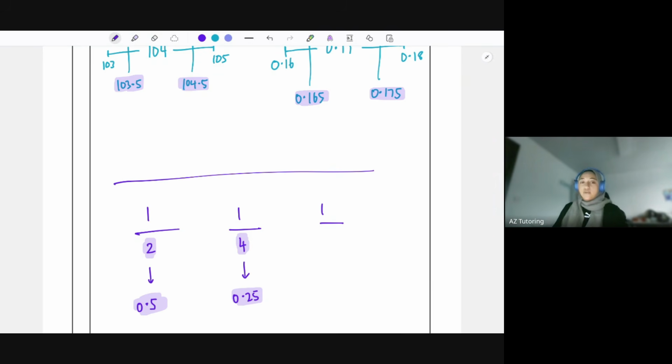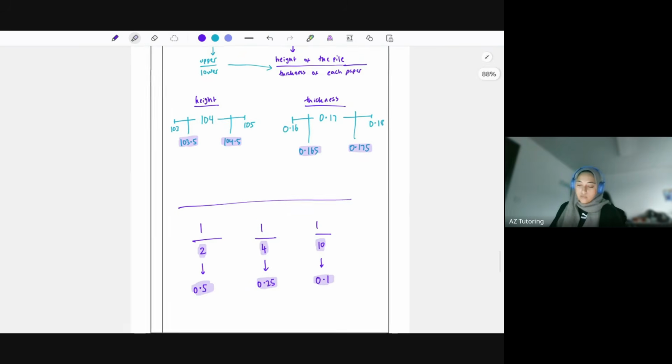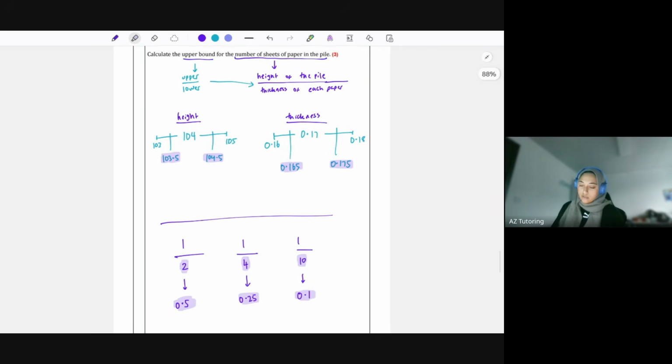I'll do it again. Let's make the number even bigger on the bottom. Let's say 10. And 1/10 is the same as 0.1, which is smaller than 0.25. So you can see we've made the number bigger each time. 2, 4, 10 is going bigger, the denominator, but the number is going smaller. So that's the reason why we are doing upper divided by lower. So the opposite, essentially. We want bigger numbers in this case, right? We want the upper bound. So I've kind of demonstrated it the opposite way around.